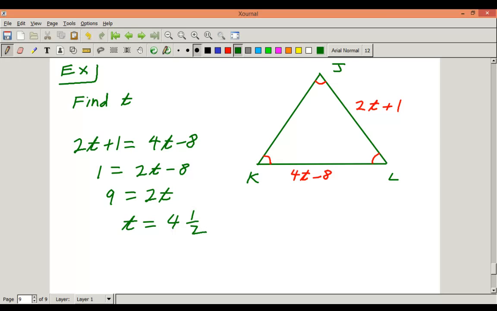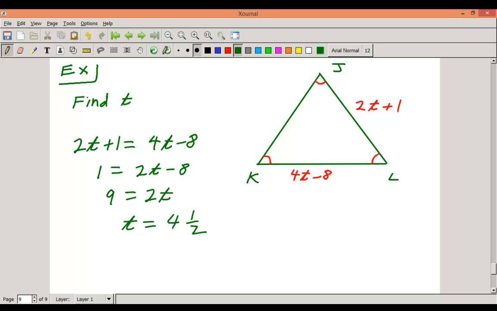Okay, so let me do a quick summary of what you need to know in this last topic of this unit. And that is that we're talking about isosceles triangles and equilateral triangles. And we had the isosceles triangle theorem, which says if two sides of a triangle are congruent, then the angles opposite those sides are congruent. Then we had the converse of that, which said if two angles of a triangle are congruent, then the sides opposite those angles are congruent.